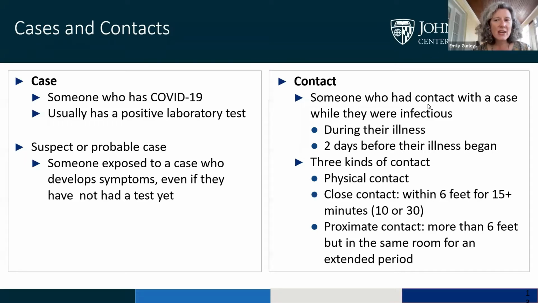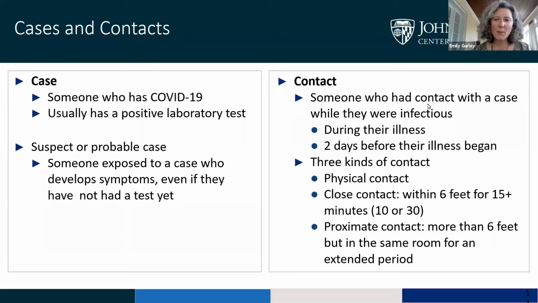But the 6 feet comes from really the distance that droplets that come out of our mouth can travel. Coughing and sneezing can spread droplets up to 6 feet away. So that's where the 6 feet comes from. Of course, if everyone is wearing masks, that changes this. So this close contact and these distances and timelines are relevant for scenarios where no one is wearing a mask.